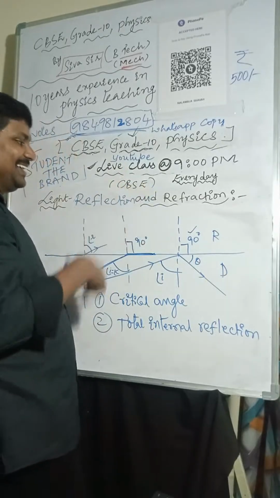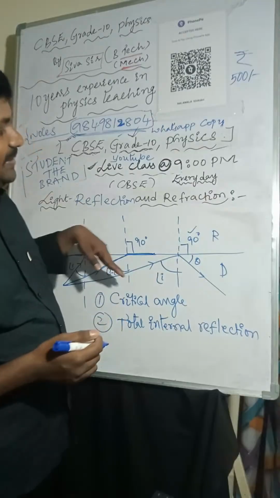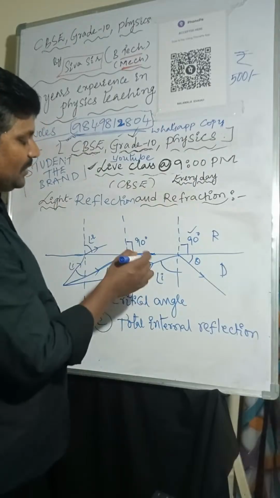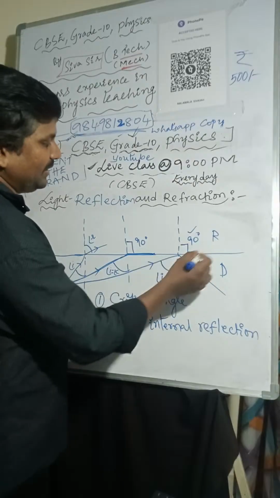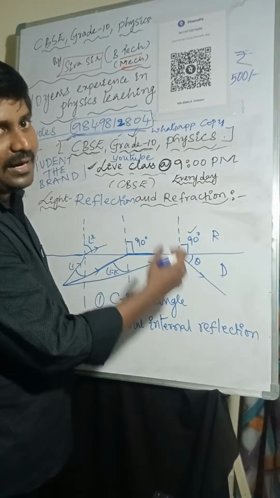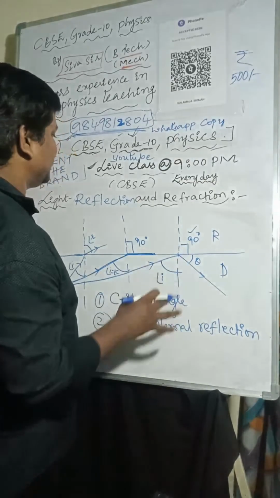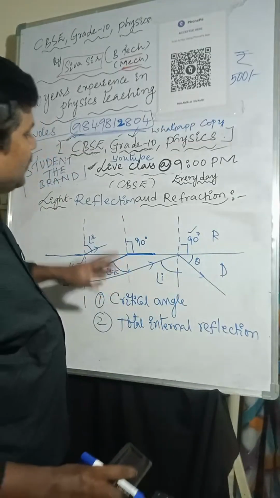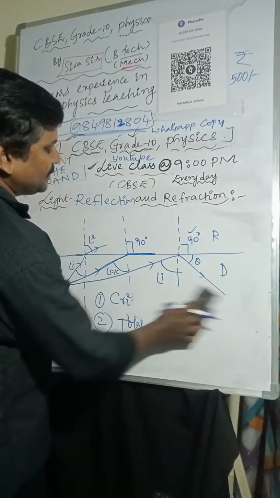Thank you for asking. Consider the light ray passing from denser to rarer. If the refracted ray makes more than 90 degrees, then the light reflects back into the same medium. Total internal reflection takes place. So that is about critical angle and total internal reflection. Next, we'll go to the next topic.